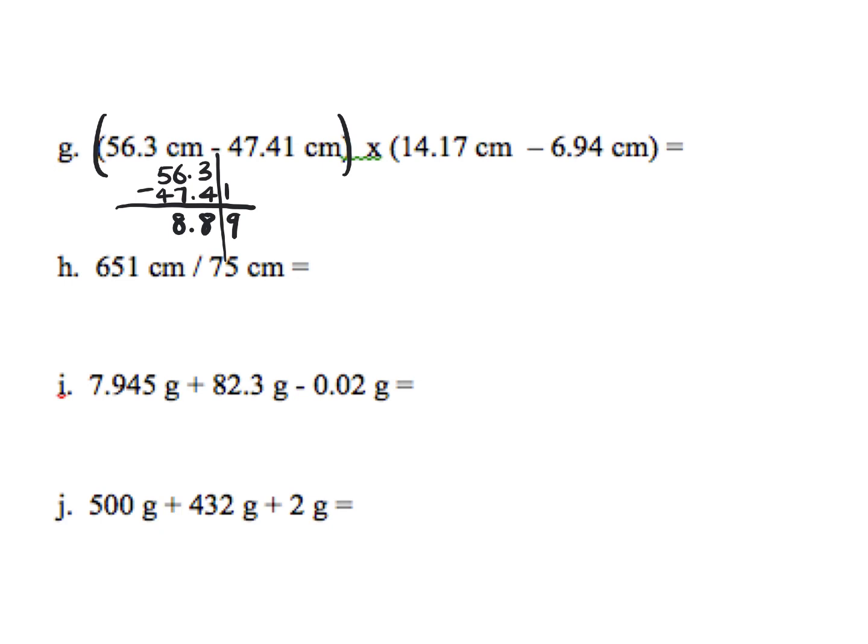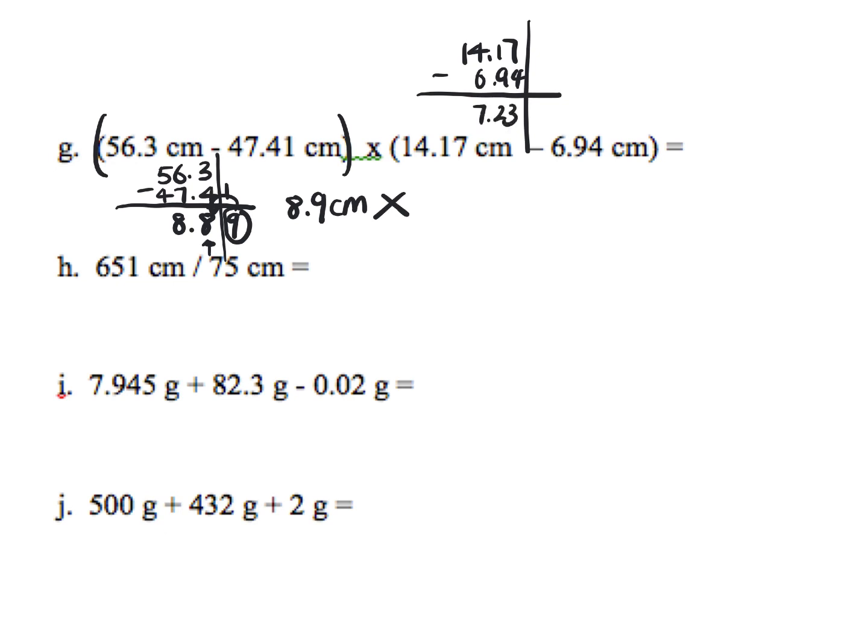So it will give me 8.89, right? I need to end at this 10th place, so I look at the 9, I need to round up, so it becomes 8.9 centimeter times, what about this one? 14.17 minus 6.94. Oh, for the first time in this worksheet, they have the same least digit place, right? Least digit. So 14.17 minus 6.94 equals 7.23, right?